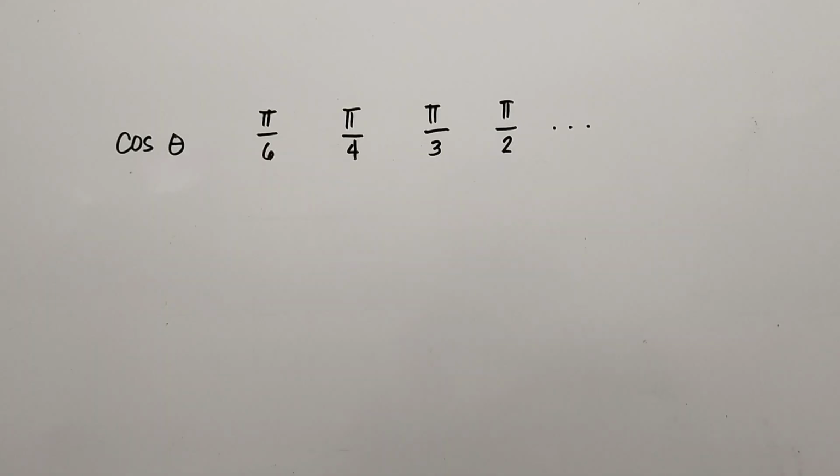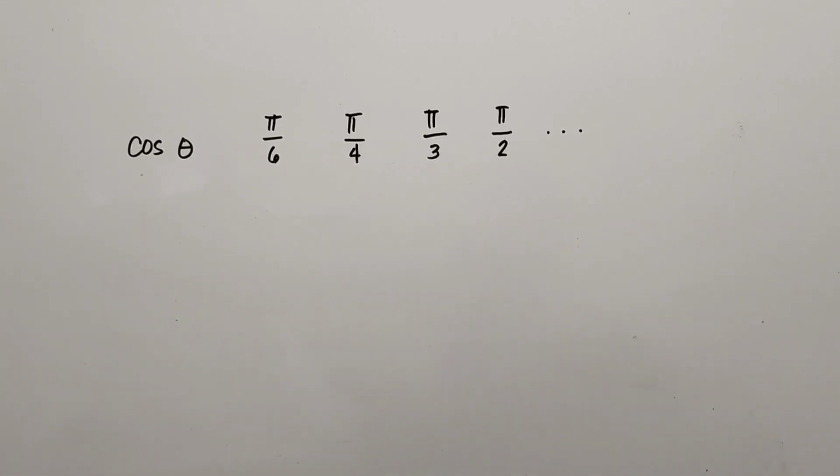For example, we can have the cos of pi over 6 rad, pi over 4 rad, pi over 3 rad, and pi over 2 rad. And we can continue this sequence. We are not only after some values of our theta. We are encompassing all those possible values.